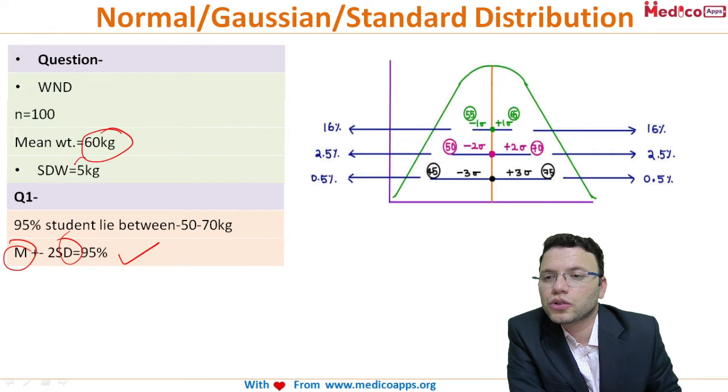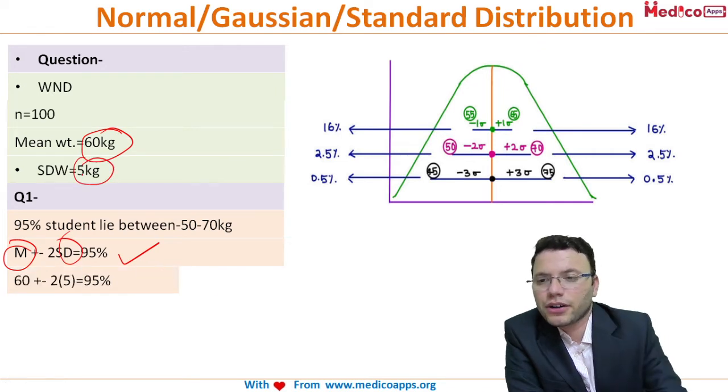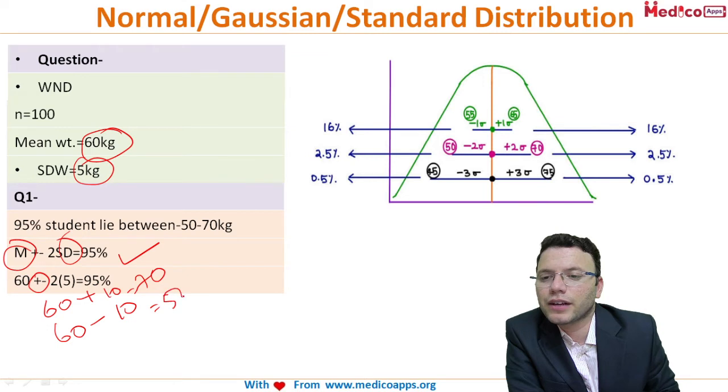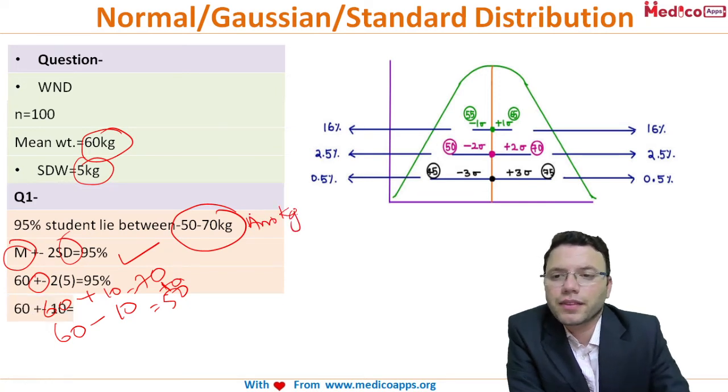Just enter the mean, that is 60 kgs here, and the standard deviation, that is 5 kgs. When you enter that, you have 60 plus 10, or 60 minus 10, plus or minus, remember. So we have 70 and 50, and the range would be 50 to 70. So the answer is that the weight of them will be 50 to 70 kgs.